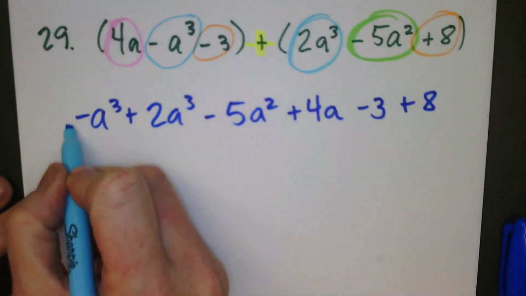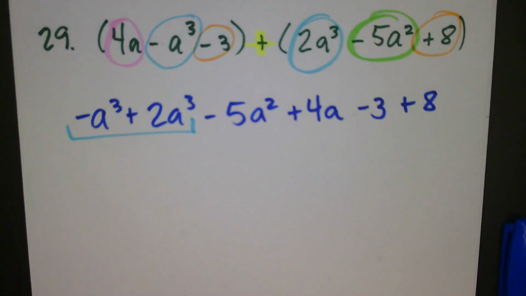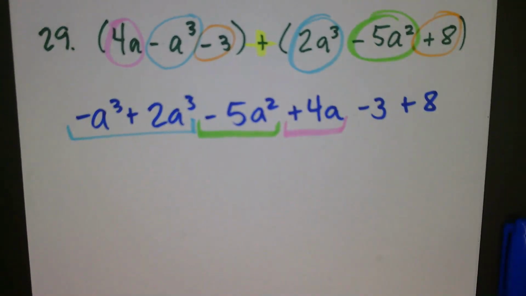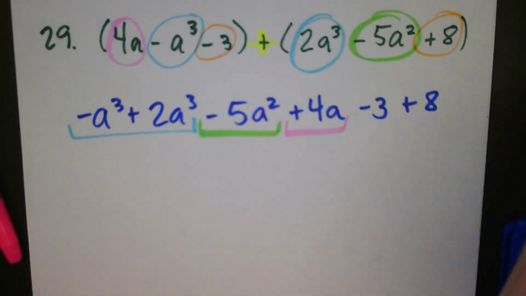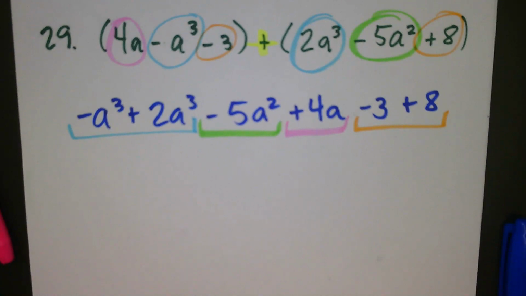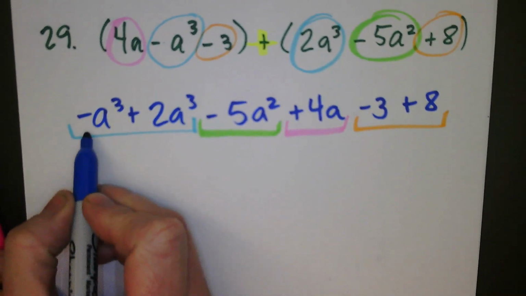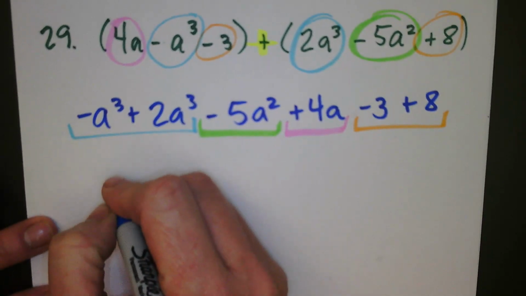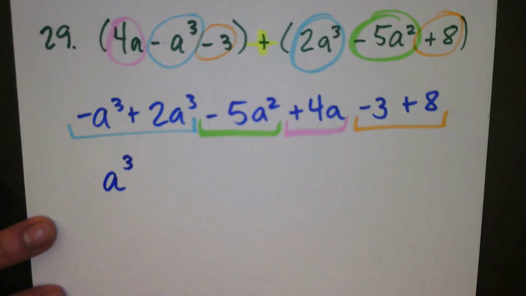The a to the third pieces are like terms. They go together. The a squared, there is only one of them, so it does not get combined with anything else. The 4a, again, that is the only one, so it's not going to get combined with anything. And then my constants, there's two of them, they get combined together. So now I basically have -1a cubed plus 2a cubed. -1 plus 2 is 1, so I get a cubed.